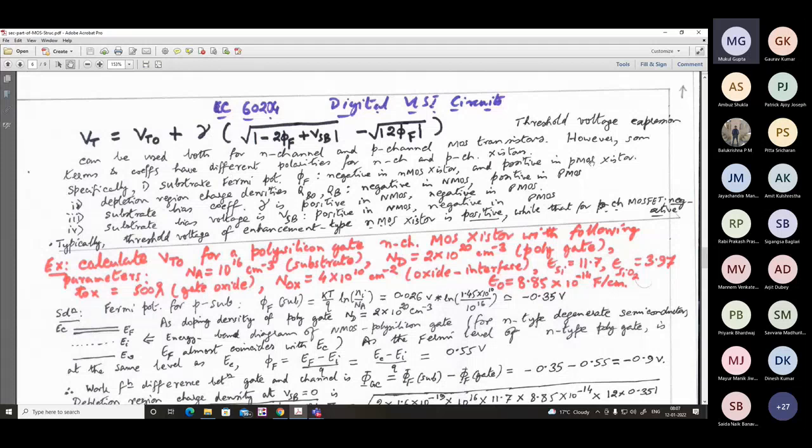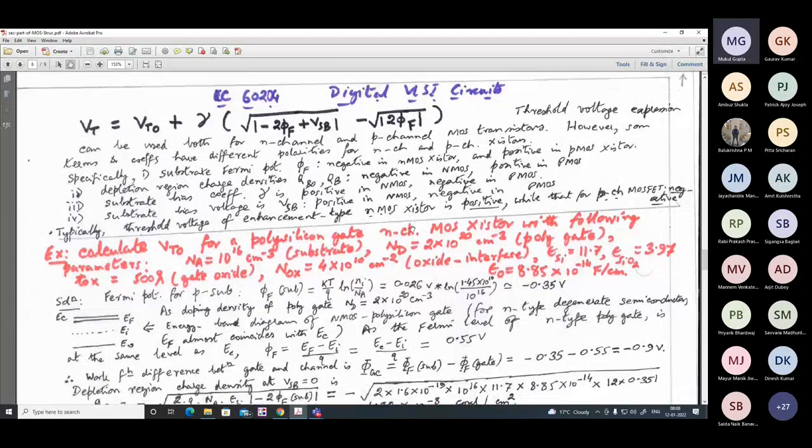And here you have the depletion region charge density. For NMOS transistor, the immobile acceptor ions are negative, and for PMOS transistor, the immobile donor ions are positive. The substrate bias coefficient gamma is positive in NMOS, negative in PMOS. Then substrate bias voltage VSB is positive in NMOS, negative in PMOS. Typically, the threshold voltage of the enhancement type NMOS transistor is positive, while that for P-channel transistor is negative.